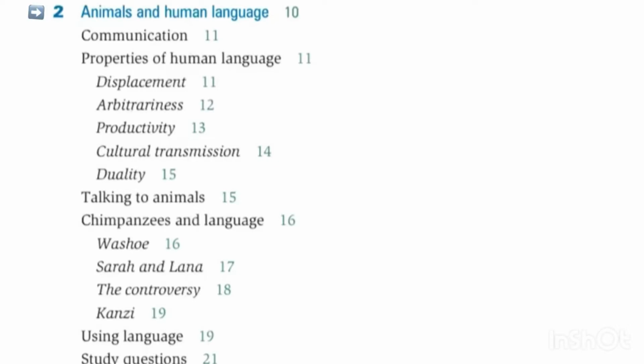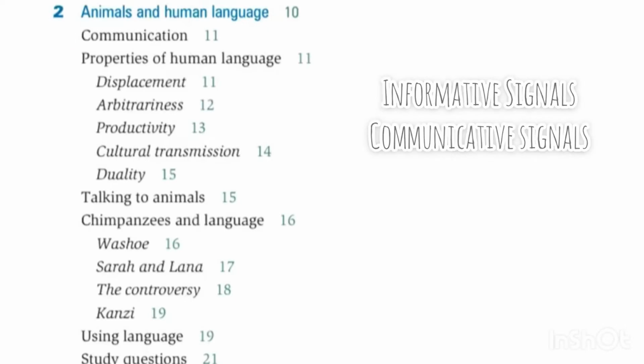It is often asked whether humans and animals can communicate or not. They can communicate, but not by speaking the language, because human language is very complex and unique, so that other creatures or animals cannot get it. So let's begin with our very first point, which is communication. There are two types of signals: informative signals and communicative signals.